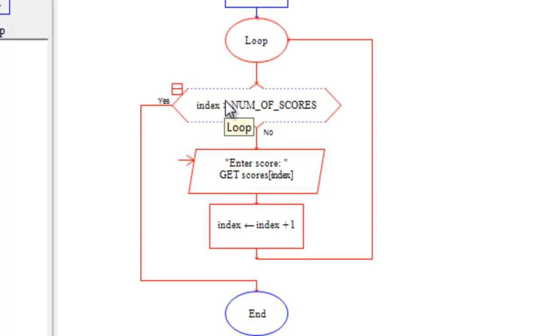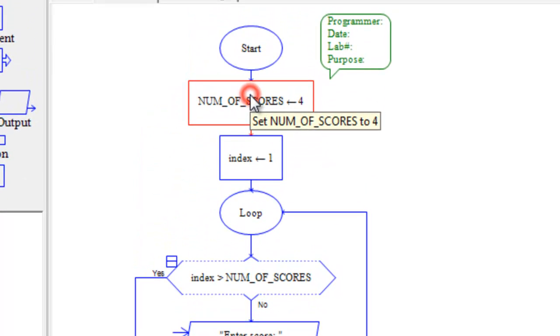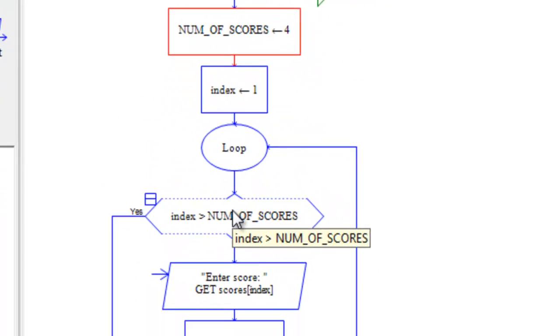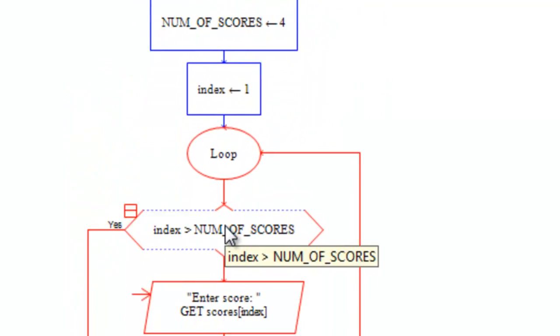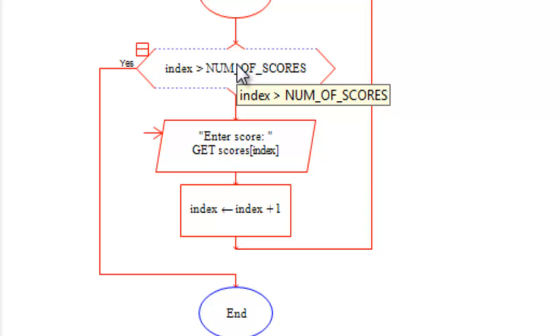If the index is greater than the number of scores, which is the constant I created here, if it is greater, that means that I cannot take this index and use it for each index of my array.